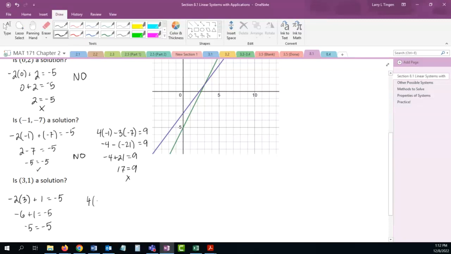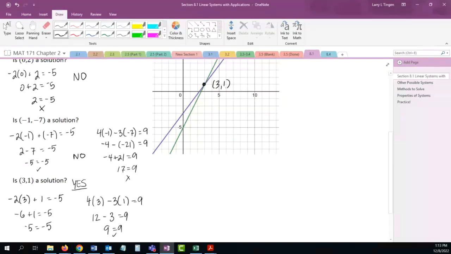So the other is 4x minus 3y equals 9. 4 times 3 is 12. 3 minus 1 is 3. Wait, 12 minus 3 is 9. 9 equals 9. And so the answer is yes. What does that look like graphically? Graphically, it looks like the place where the lines intersect. And is that (3, 1)? You bet it is. That's the point.